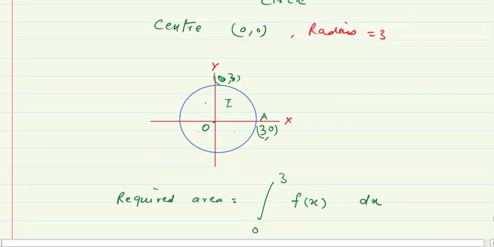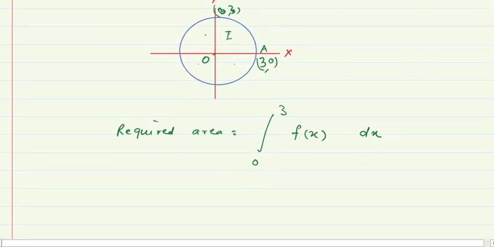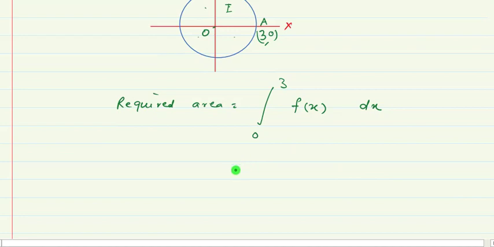So as the given equation of the circle is x square plus y square is equal to 9, and we need to express it in terms of x, clearly we need to take y is equal to square root of 9 minus x square. So therefore, 0 to 3, and f of x is square root of 9 minus x square, dx.